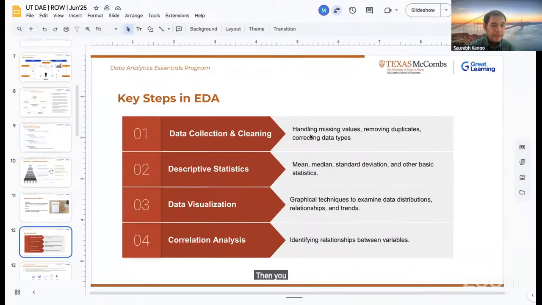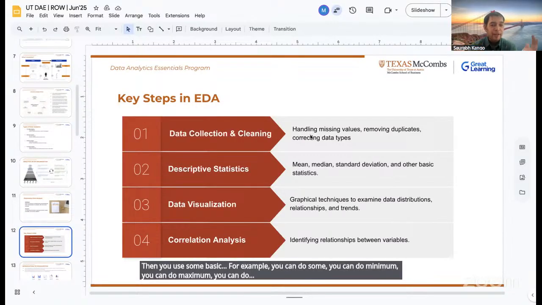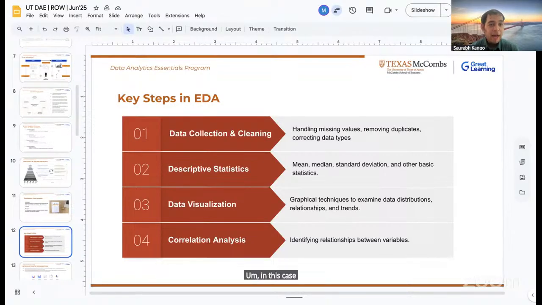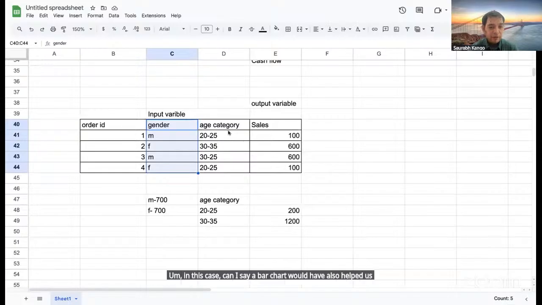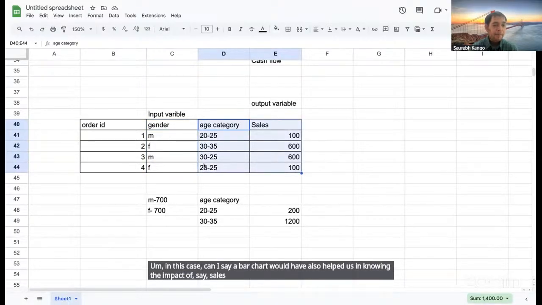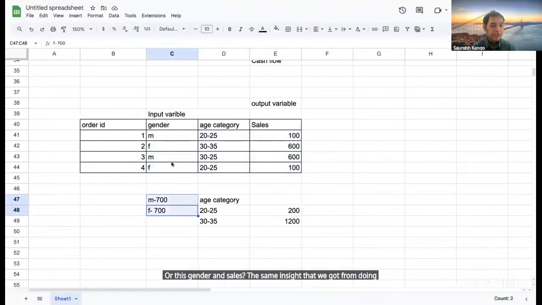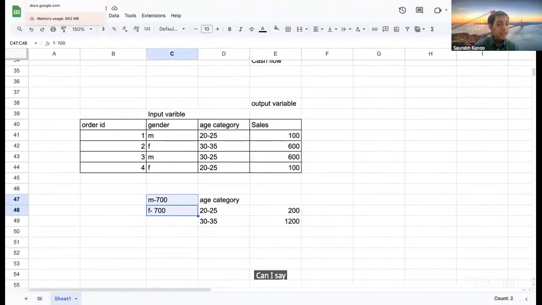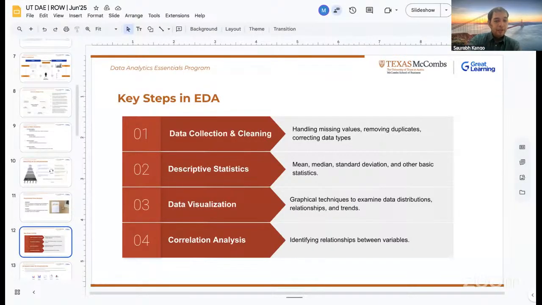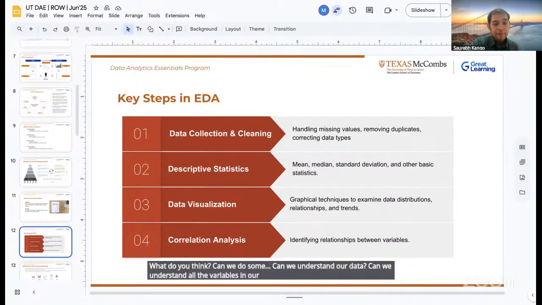Then you use some basics. For example, you can do sum, minimum, maximum, mean, median, standard deviation, and try to understand each and every variable and its impact on the dependent variable. In this case, can I say a bar chart would have also helped us in knowing the impact of, say, sales and age category, or gender and sales? The same insight that we got from doing aggregations, can I say even visualization would have helped us here? What do you think? Can we understand all the variables in our data by drawing some charts and visuals?